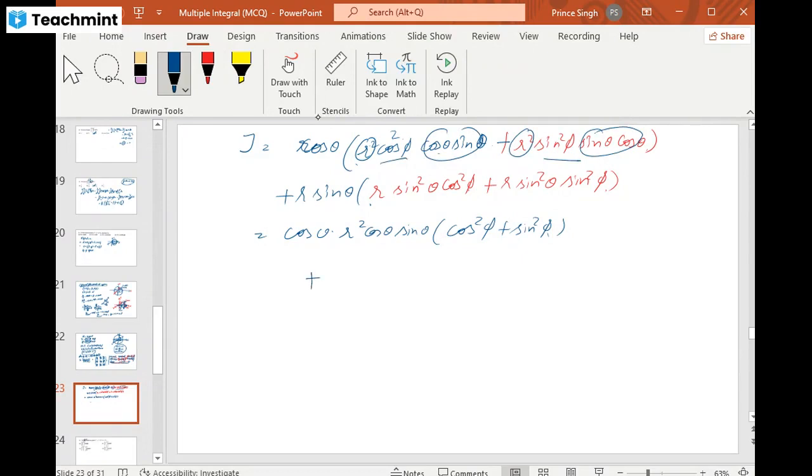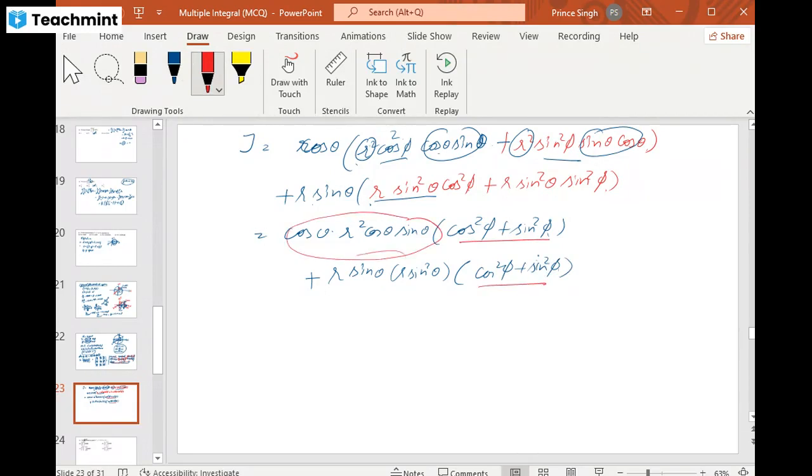And here r sin square theta is common. So r sin theta is already there into r sin square theta is common. So we have cos square phi plus sin square phi, which is again 1. So this term is 1. This term is 1. So now we are left with only this term and this term.